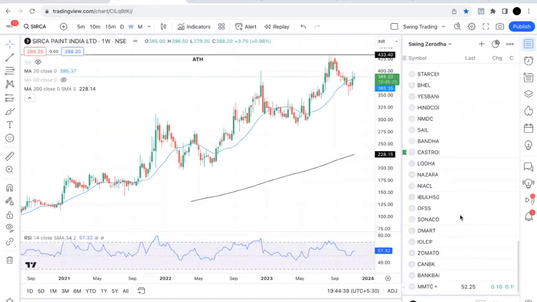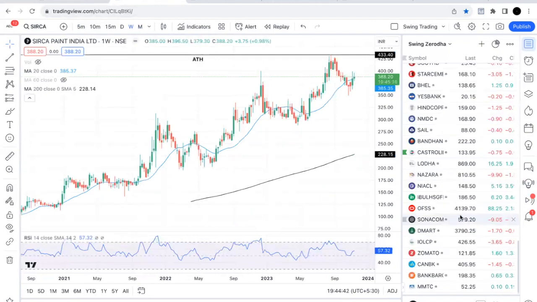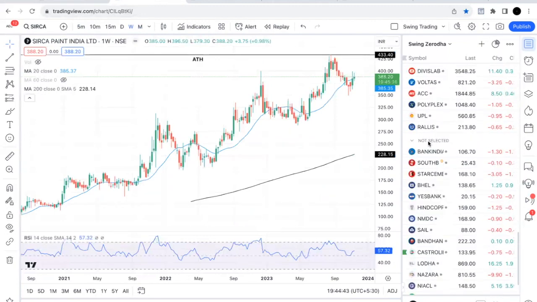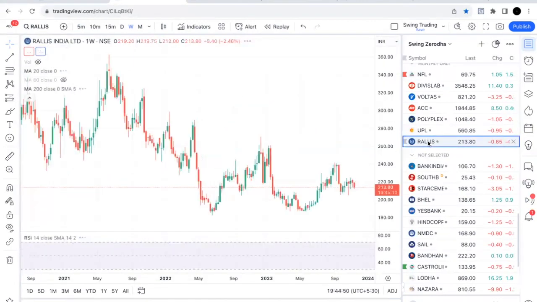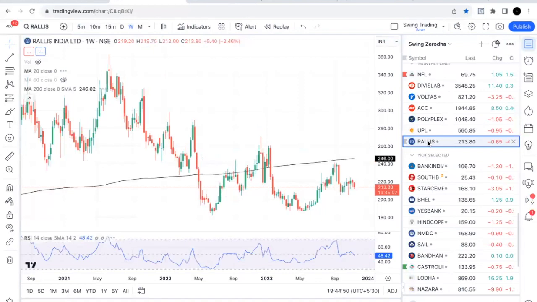Let's see. Here's Rallis on the weekly chart. Okay, monthly chart, it was looking all right. On the weekly chart, look what's happening with Rallis. Okay, so it's not looking good.